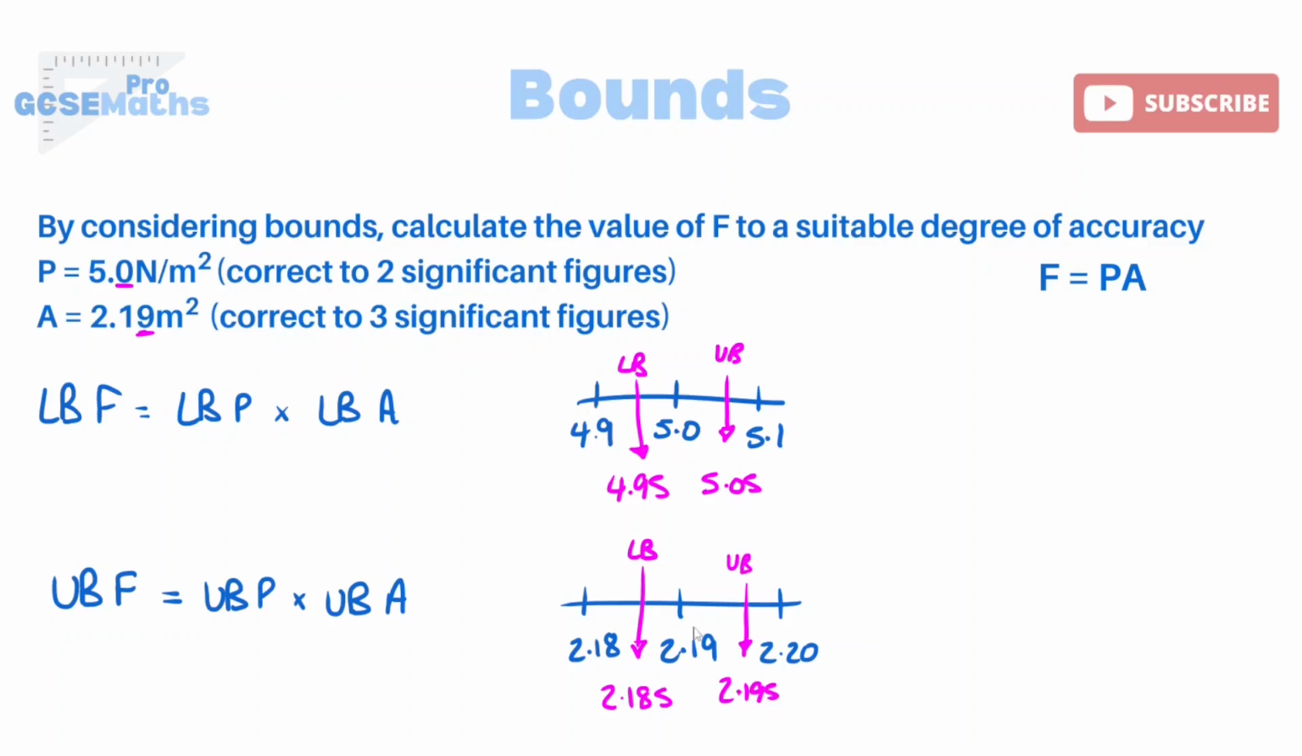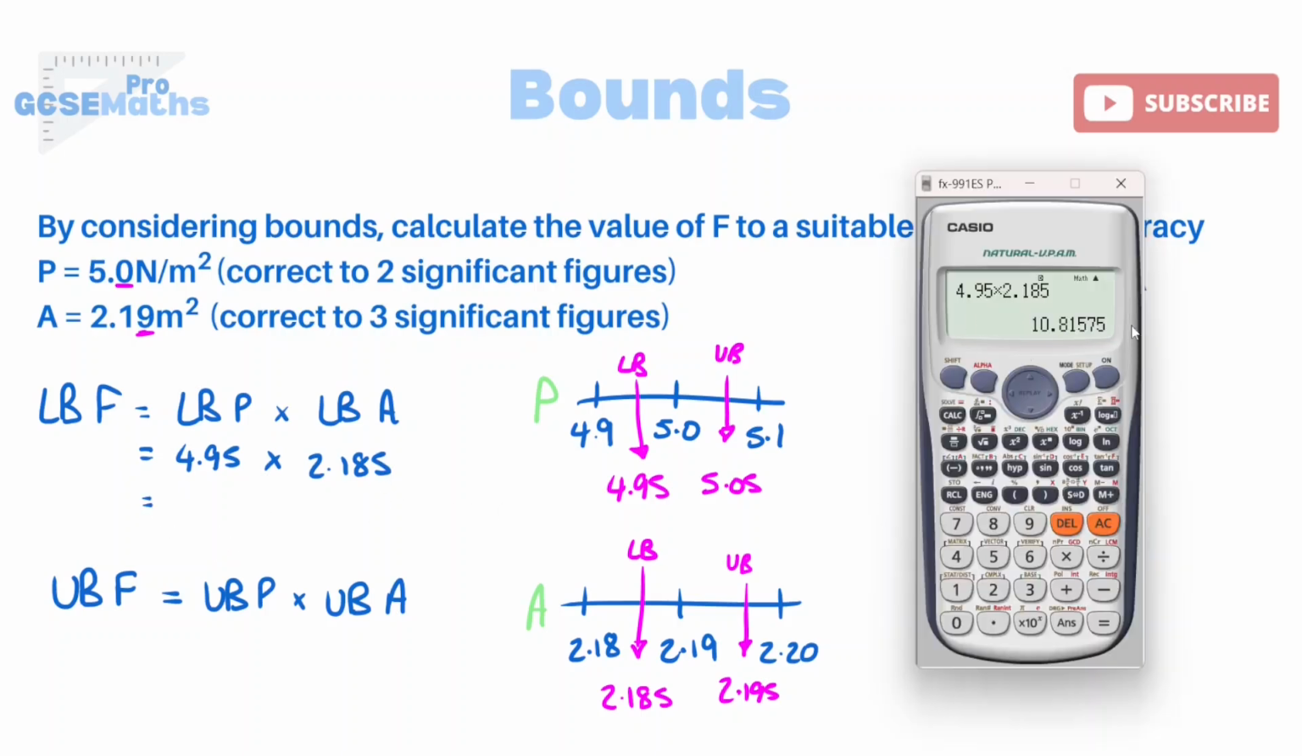So now I've worked out both of these, I can just literally put them into my formulas and straight into the calculator. So the lower bound of F is multiplying together the lower bounds of P and A. Let's label this, shall we? This is P and this is A, isn't it? So the lower bound of P is 4.95 times by the lower bound of A, which is 2.185, and then I'll just chuck that in my calculator.